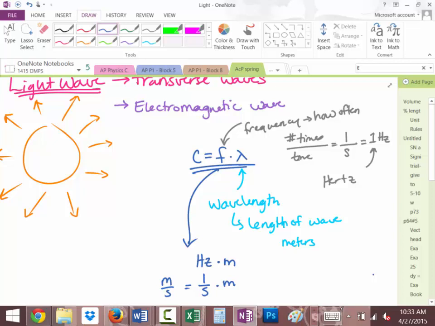So their frequency and wavelength are directly related. Okay? The bigger one is, the smaller the other is, to make C happen. And these electromagnetic waves, some of them, just a little tiny sliver of them, are the things that we can see. The things that we call visible light.